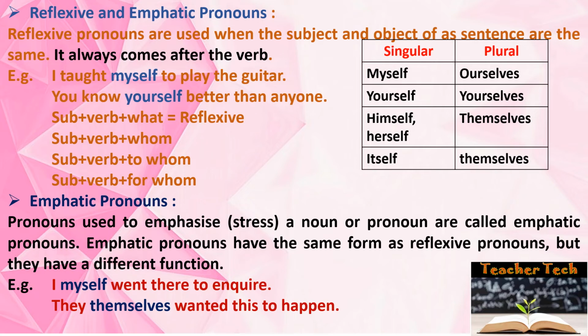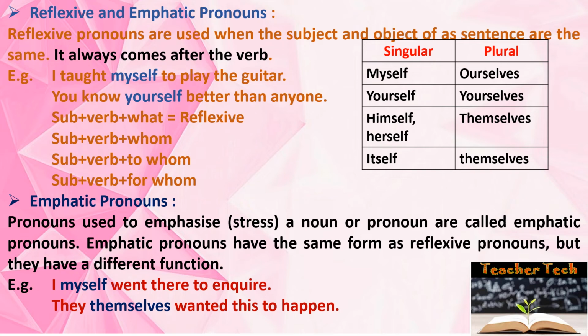I myself went there to inquire. So ask the question, I went for what? The answer is not myself, but to inquire. So this is an emphatic pronoun. They themselves wanted this to happen. They wanted what? Something to happen. So again the answer is not themselves. So this is an emphatic pronoun.